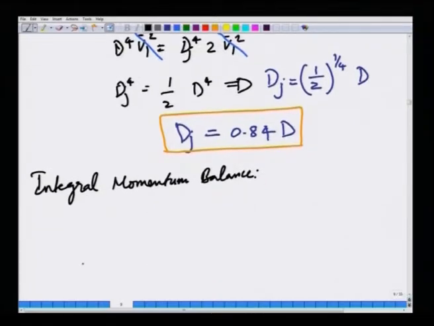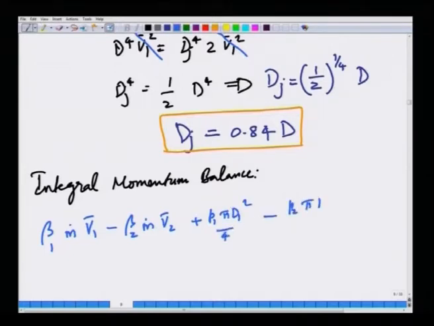When you use the integral momentum balance, we will have beta 1 m dot times the average velocity, where beta 1 is the momentum correction factor, minus beta 2 m dot times the average velocity at V2, plus P1 pi d1 squared by 4 minus P2 pi d_j squared by 4 minus sum of all forces acting on the jet between points 1 and 2 is 0.